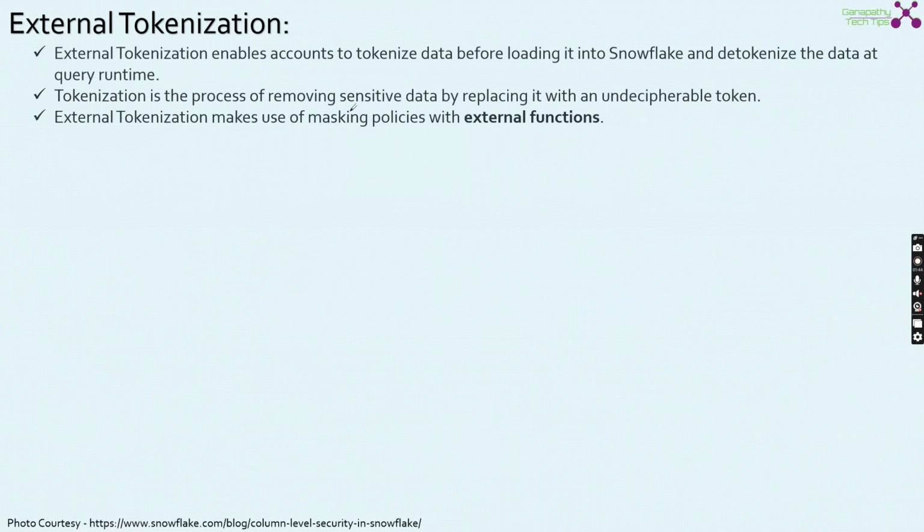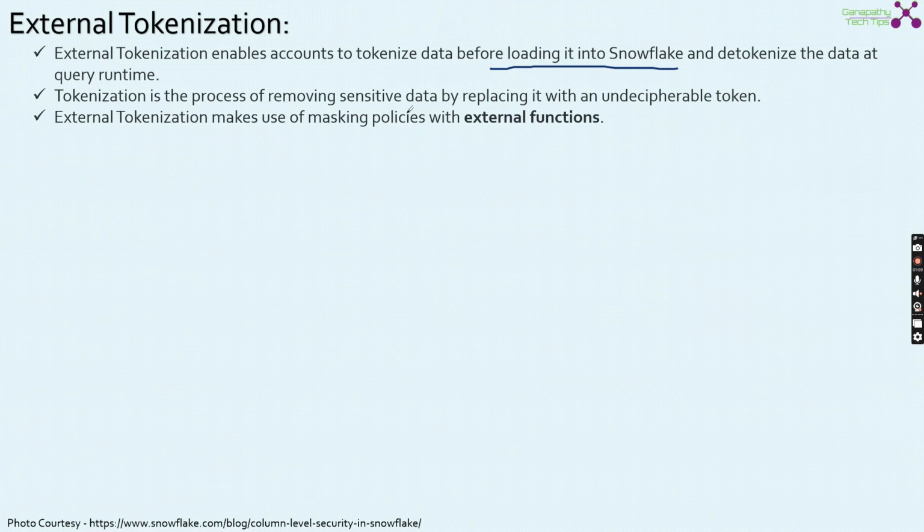Now we are moving on to the second category of the column level security, which is the external tokenization. This is slightly different from the dynamic data masking type, which is native to Snowflake. External tokenization enables accounts to tokenize the data before loading it into Snowflake. This is a very important thing, and detokenize the data at query runtime. We will see in detail about it.